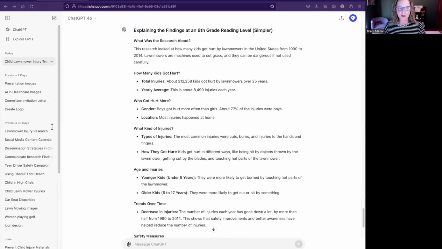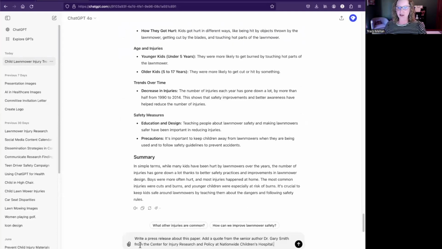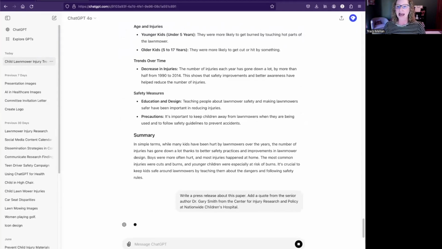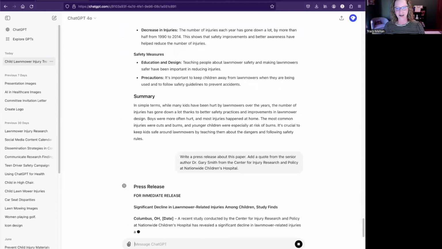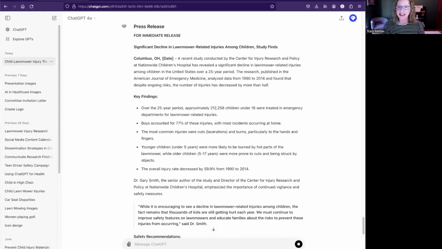We also wanted to see what it would do in terms of helping us get the information out there to the public. So I asked it to write a press release about the paper and add a quote from the senior author, who is Dr. Gary Smith from our center. I wanted to make sure that was really clear. And look how quickly it created a press release for us.